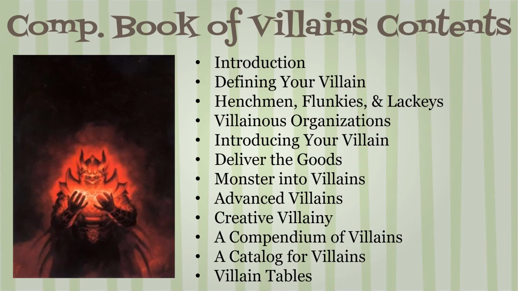The Complete Book of Villains has 12 terrific chapters detailing many of the critical aspects of creating or running great villains and their organizations, including introduction, defining your villain, henchmen, flunkies, and lackeys, villainous organizations, introducing your villain, deliver the goods, how to roleplay villains, monsters into villains, advanced villains, creative villainy, twists and unexpected villains, a compendium of villains, a who's who with several examples, and a catalog of villains, sources of their powers and motives, and what makes a villain a villain. Lastly, the villain tables, 6 useful and wonderful random tables.